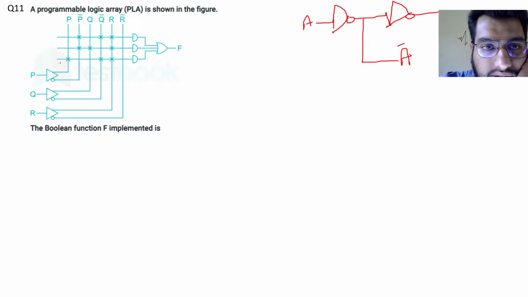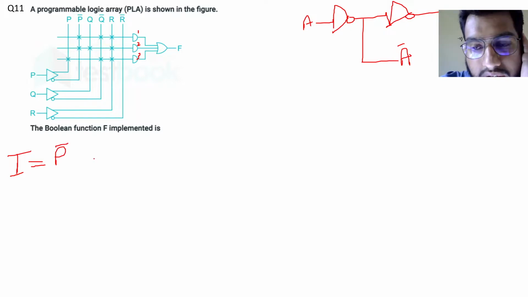Here, the marked points are the connections. Let us consider AND gate 1, AND gate 2, and AND gate 3. The output of AND gate 1 will be P complement, Q complement, and R. These are ANDed, so it is P complement, Q complement, R.